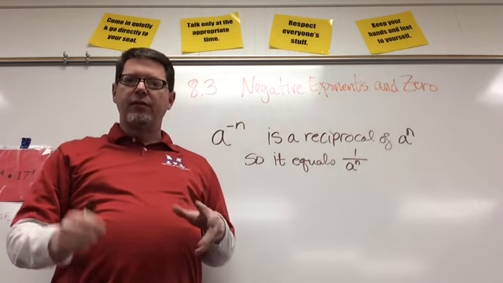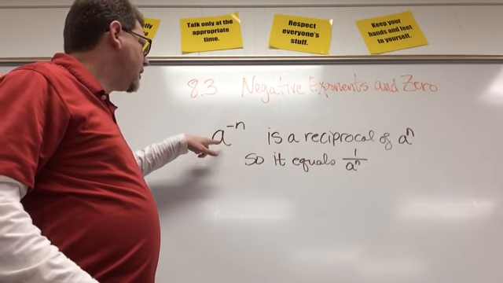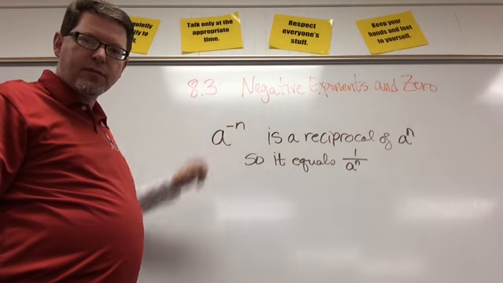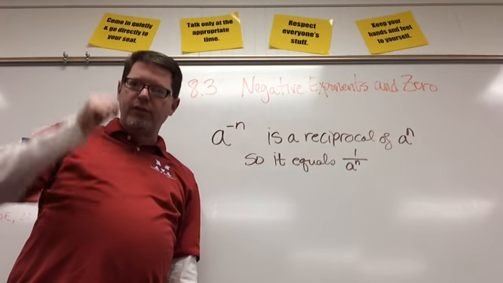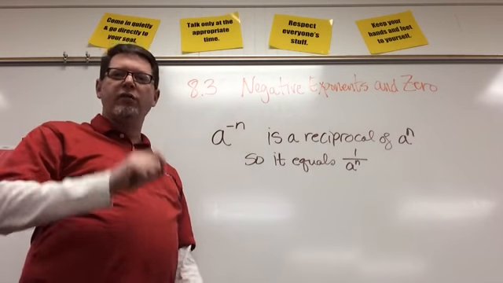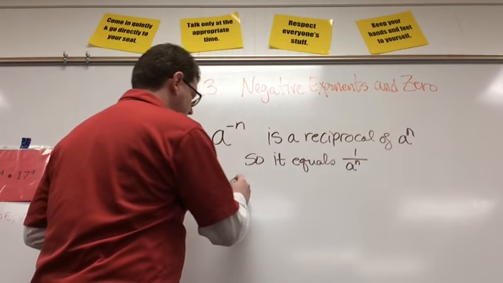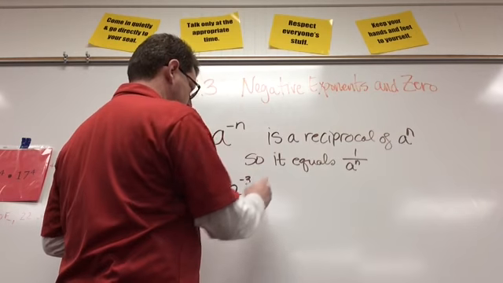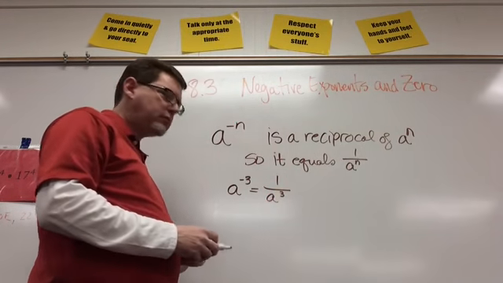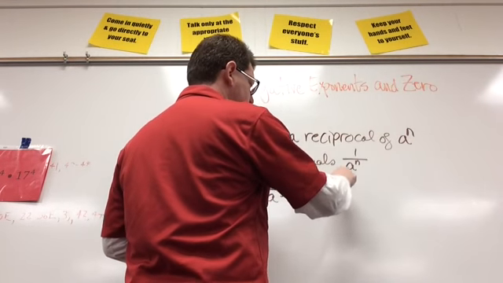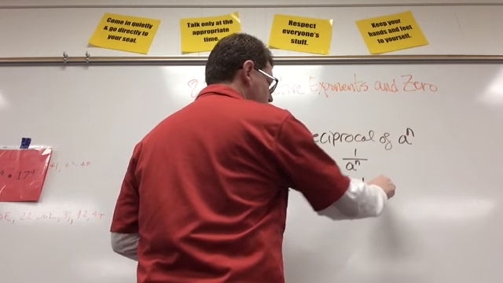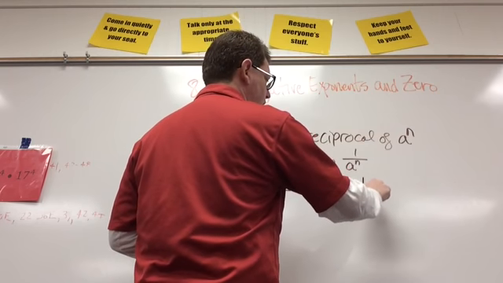So let me try to sum this up in a few words that make sense. Any number to a negative exponent, you make the reciprocal. So a to the negative n power equals 1 over a to the n. A to the negative third power equals 1 over a to the third. 7 to the negative third power equals 1 over 7 to the third power.